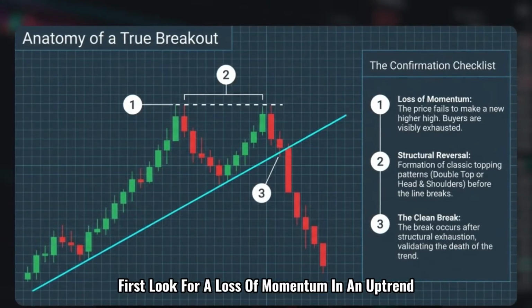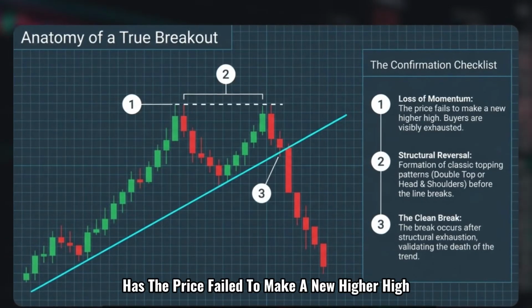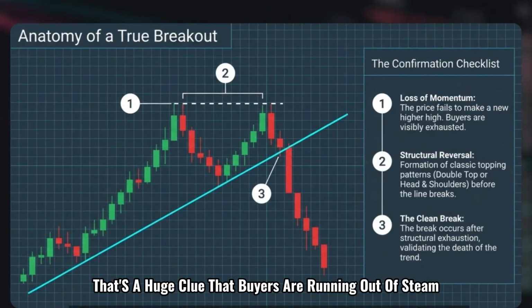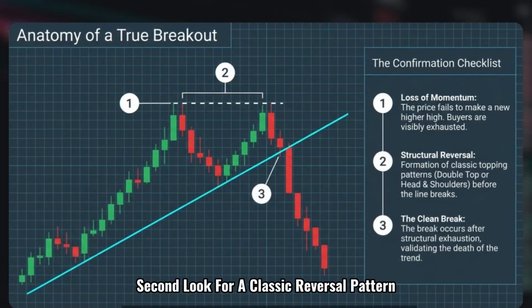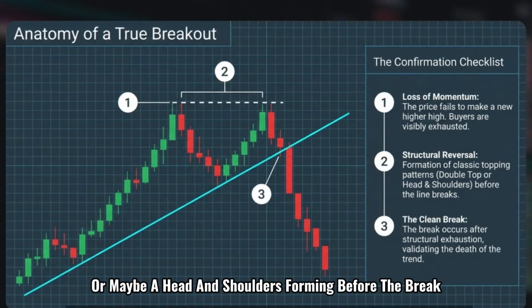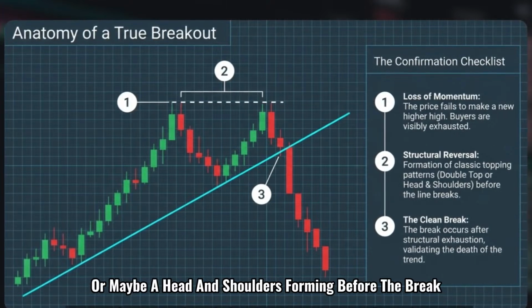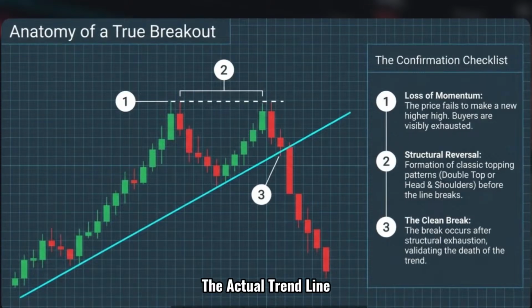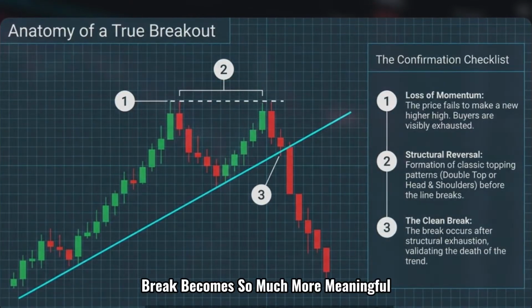First, look for a loss of momentum in an uptrend. Has the price failed to make a new higher high? That's a huge clue that buyers are running out of steam. Second, look for a classic reversal pattern. Is a double top, or maybe a head and shoulders forming before the break? When you see these clues first, the actual trend line break becomes so much more meaningful.